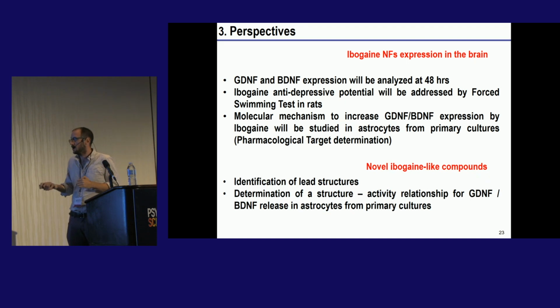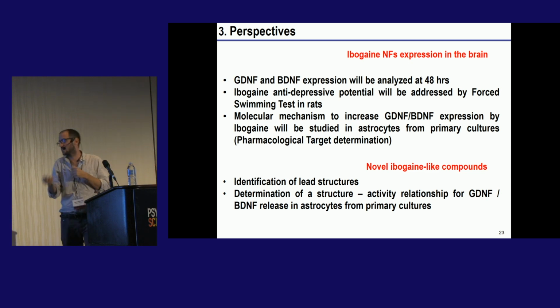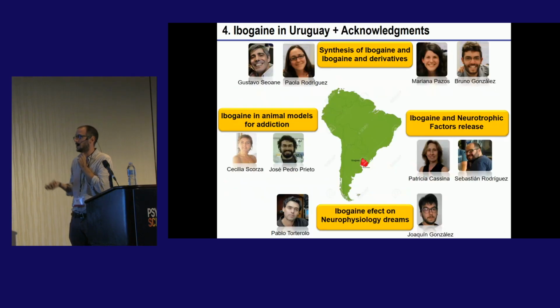And regarding the novel ibogaine-like compounds, we're going to identify these structures. Our main objective is to try to determine the structure-activity relationship for the GDNF release. I mean, what is the relationship between the chemical structure of the compound and its ability to release GDNF or BDNF?